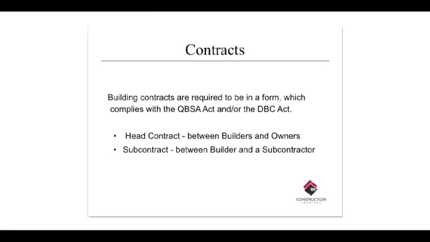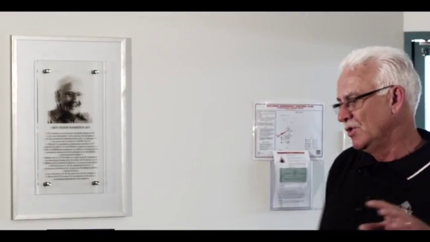What we're going to talk about today is contracts. I'm going to deal mainly with a residential building contract: brick veneer, plasterboard, tile roof, three bedroom, two bathroom, double lock-up garage, simple, plain house. Those of you who do fairly large renovations will probably be able to relate to it as well.